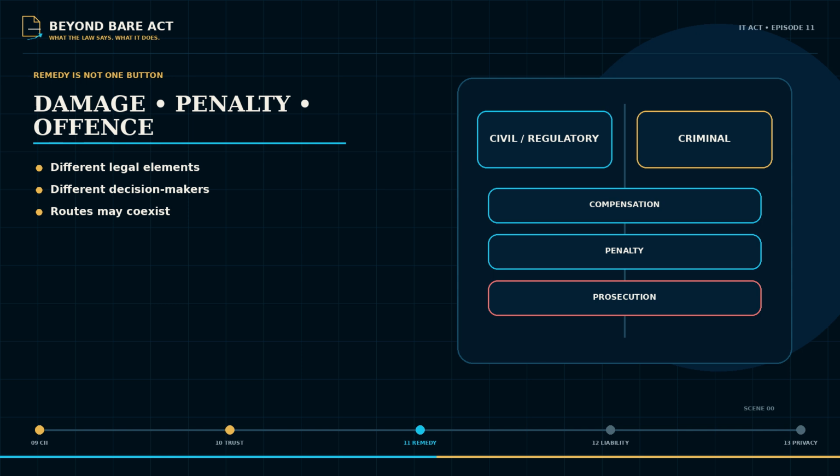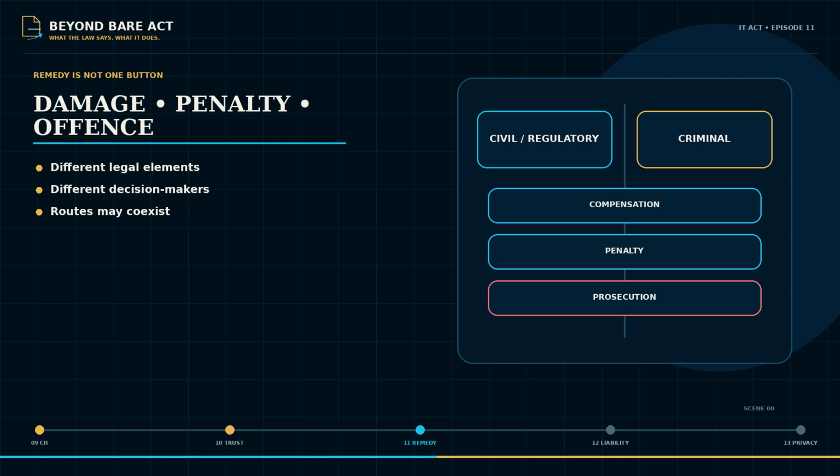Which route decides compensation? Is there a monetary penalty? Is there an offence for police investigation and prosecution? Can the same facts support more than one route? Episode 11 answers by separating contravention, compensation, penalty, and offence.